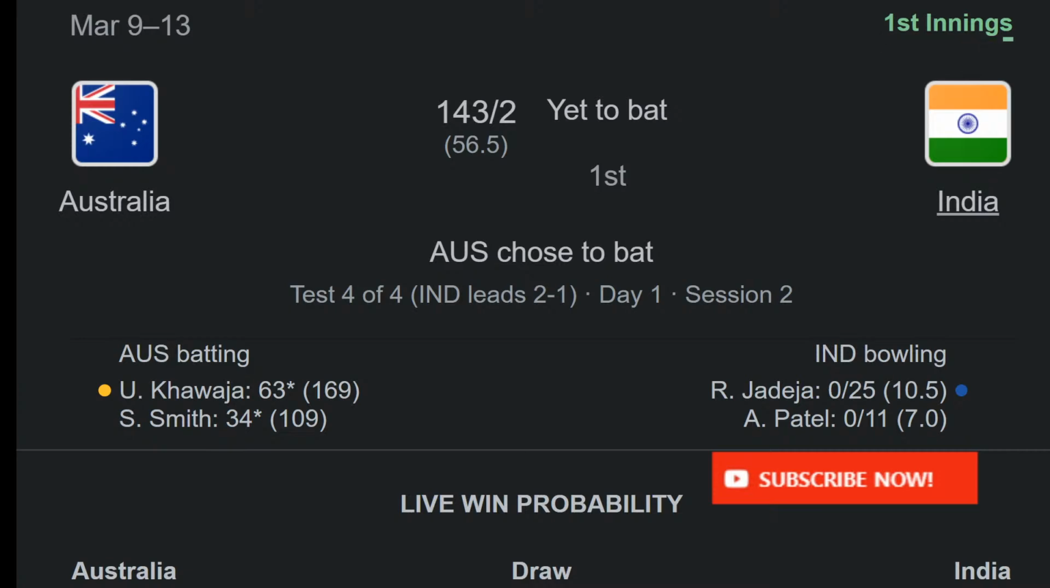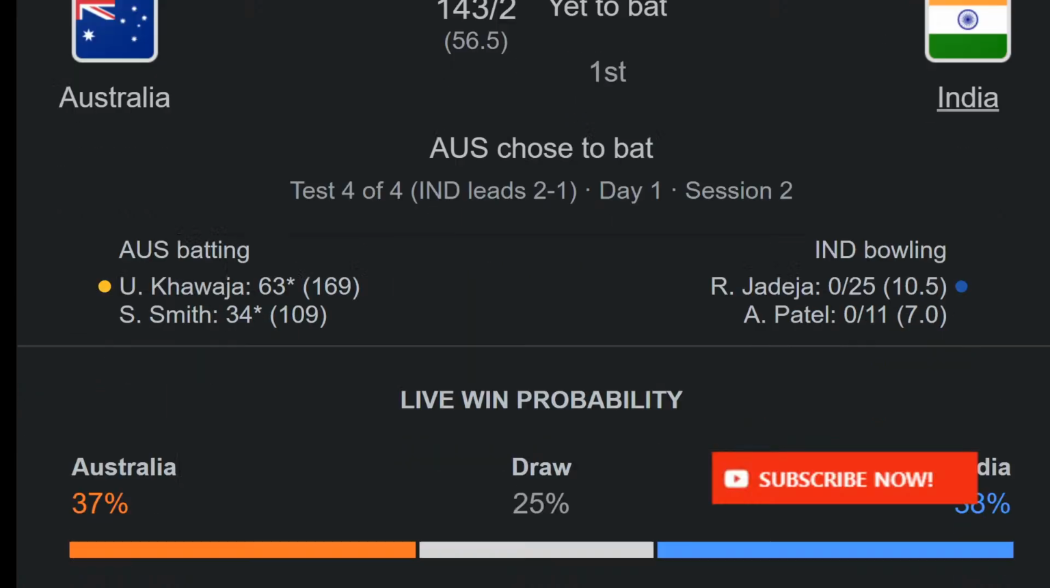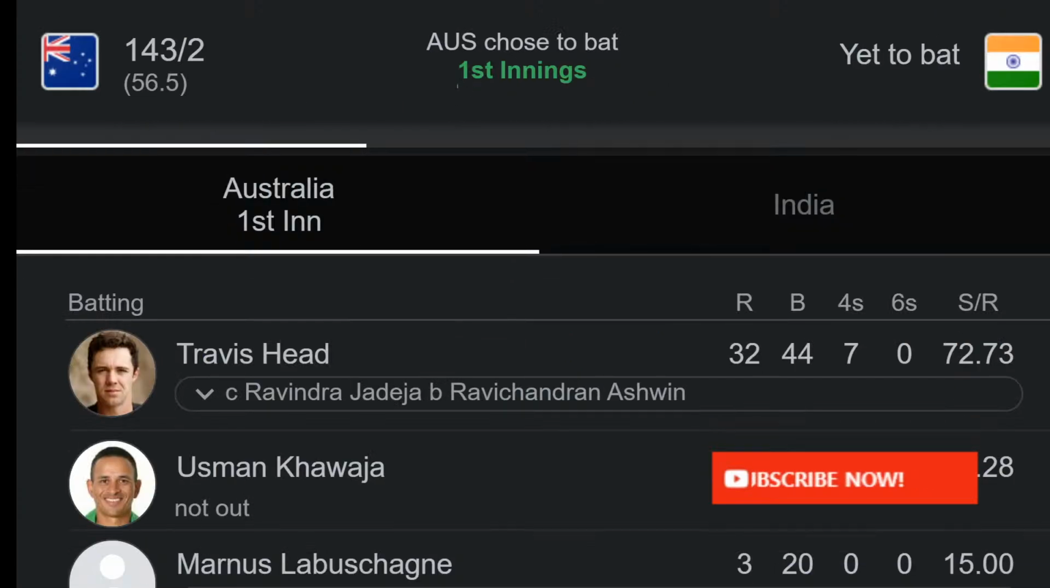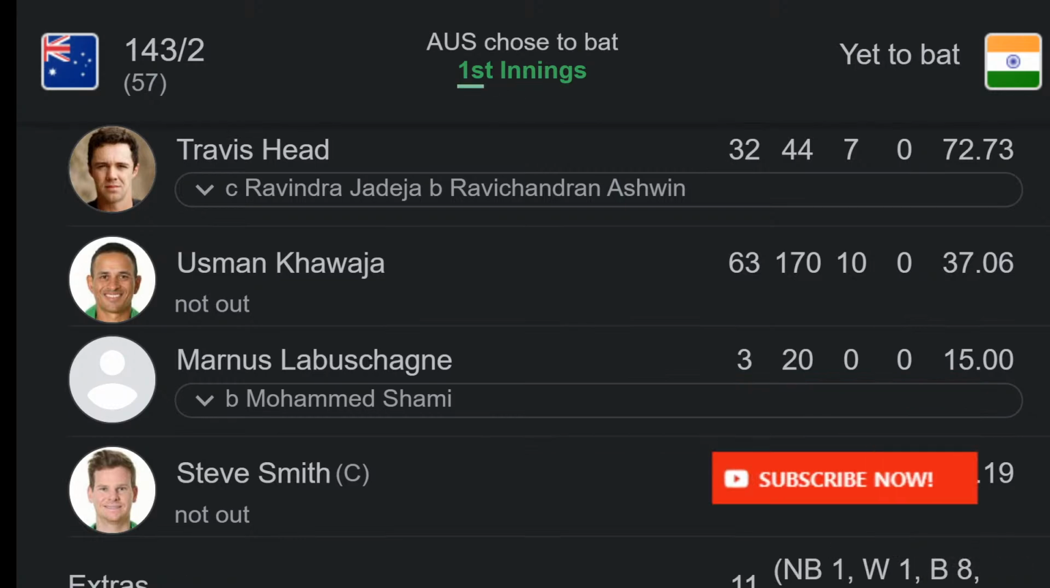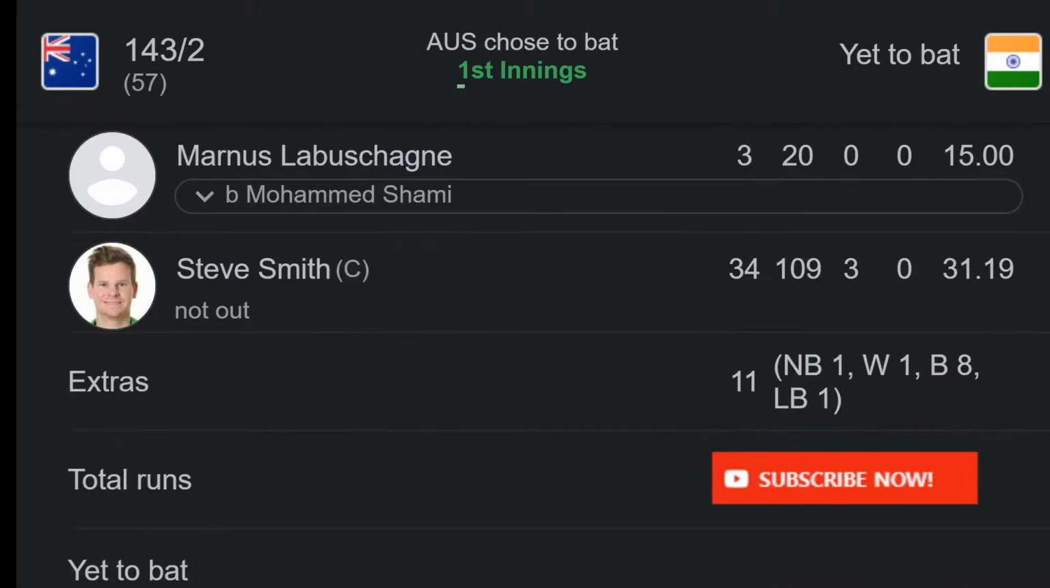Day 1, Session 2 of the fourth test between India and Australia. Travis Head caught Ravindra Jadeja, bowled Ravichandran Ashwin 32 off 44, and Usman Khaja not out 63. Marnus Labuschagne bowled by Mohammad Shami, and Steve Smith, captain, not out 34 off 109. Extras 11, 143 for the loss of 2 wickets in 57 overs.